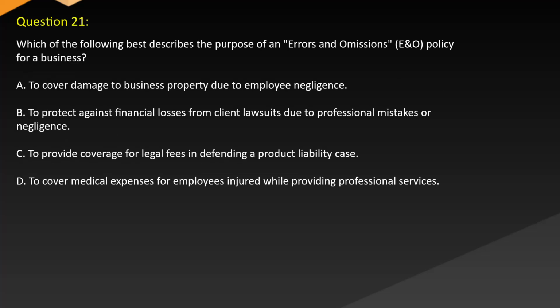Question 21. Which of the following best describes the purpose of an errors and omissions policy for a business? A. To cover damage to business property due to employee negligence. B. To protect against financial losses from client lawsuits due to professional mistakes or negligence. C. To provide coverage for legal fees in defending a product liability case. D. To cover medical expenses for employees injured while providing professional services.